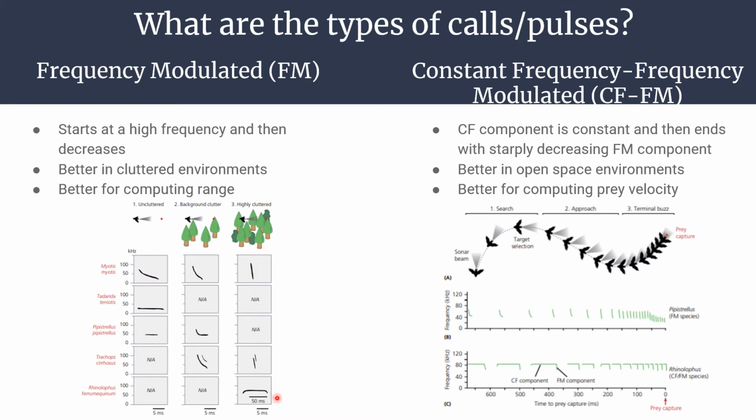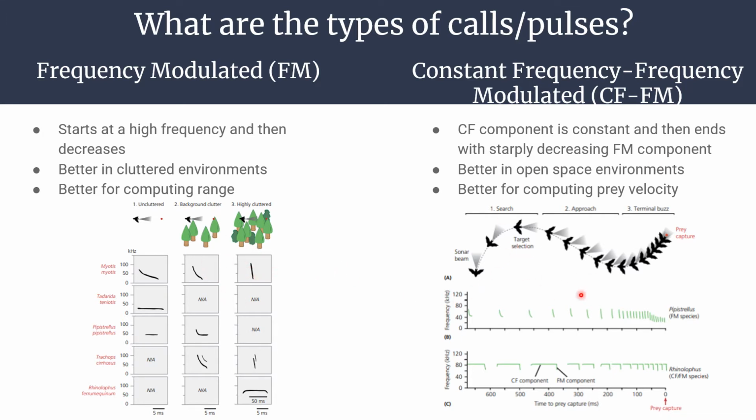see their environment. The other type of pulse is constant frequency, frequency modulated, or CF-FM. The CF component is constant, as you can see here, and then the FM component, as we saw earlier, sharply drops off. CF-FM pulses are better in open spaces, and they're better for computing prey velocity. So you can see here in an uncluttered environment, bats are more likely to use the CF-FM pulses than they are to use the FM pulses.